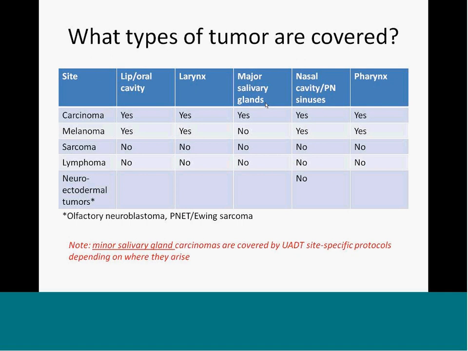Sarcomas and lymphomas are not covered by these protocols. Neuroectodermal tumors such as olfactory neuroblastoma and Ewing sarcoma of the nasal cavity and paranasal sinuses are covered by the protocols. Salivary gland carcinomas are covered by the site-specific protocols depending on where they arise.